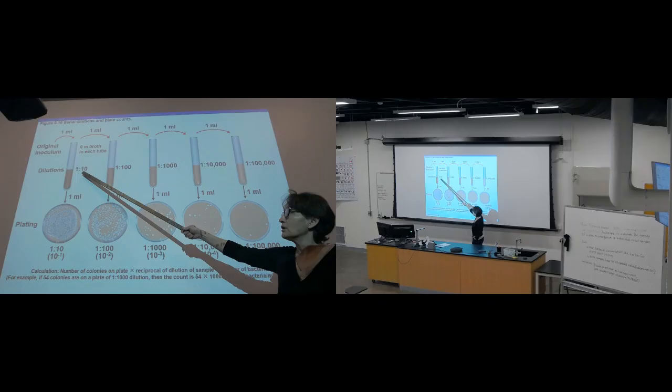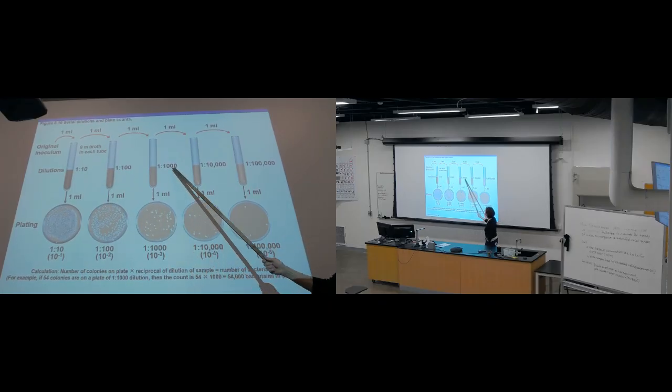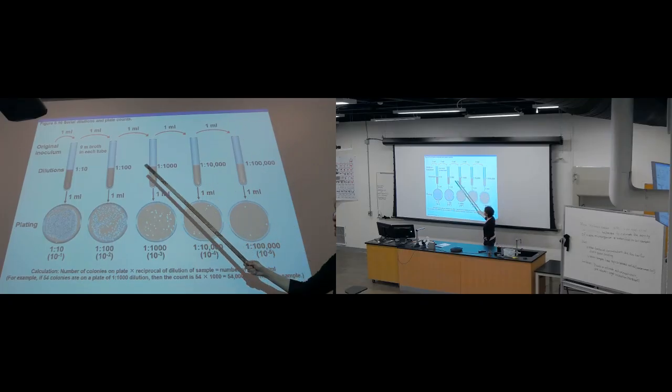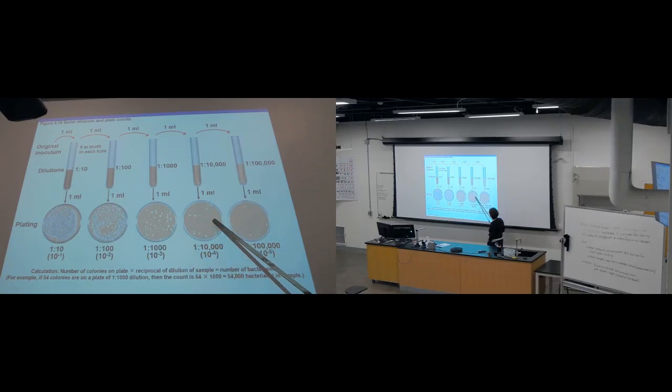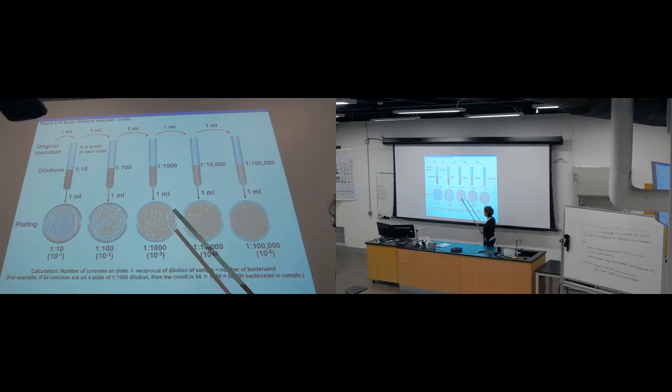So this 1:10 dilution becomes 1:100, and then 1:1000, 1:10,000, then 1:100,000, 1:1,000,000 if you keep going. But every time you dilute your sample 10 times. So what you expect, after you have plated 1 milliliter on each of these plates, is that theoretically the number of bacteria will be diluted 10 times every time.